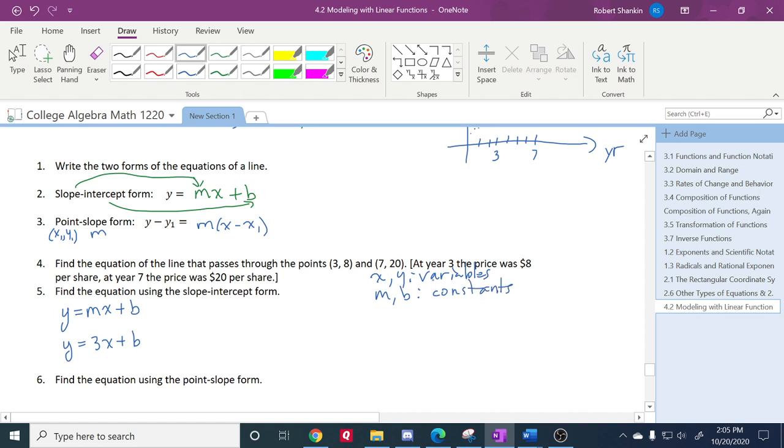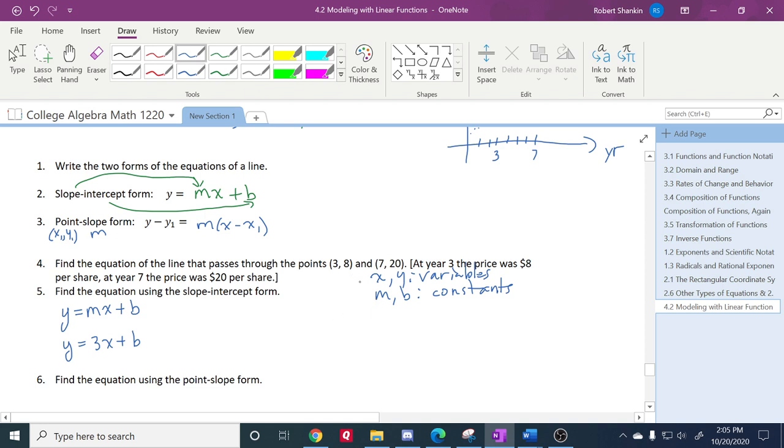So, the variables, they get to vary. They get to play the what-if game. If the x is 3, the y will be 8. If the x is 7, the y will be 20. But the constants stay constant. The m is always 3. And the b will always be whatever it is.